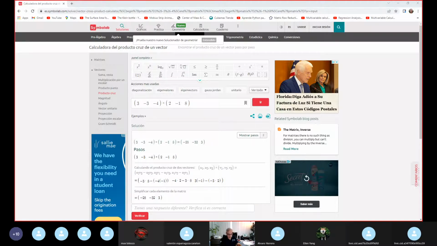Let's move on to another topic. I can erase the board. Now we study the relationship between two lines. We have two lines, line 1 and line 2.